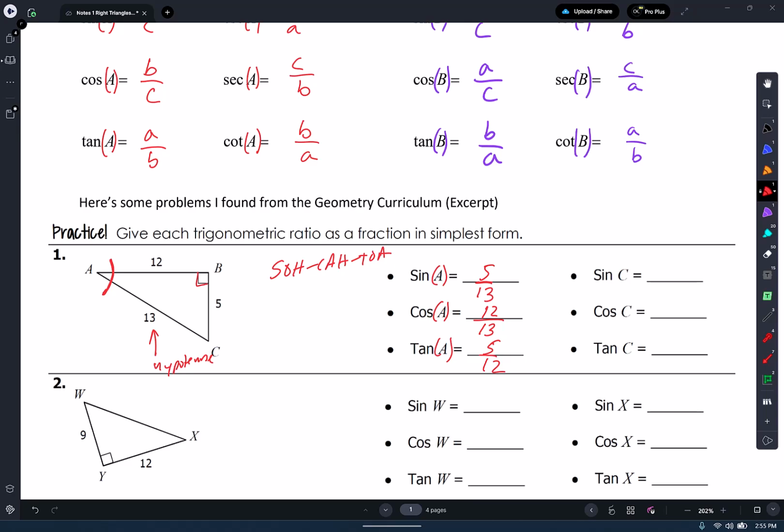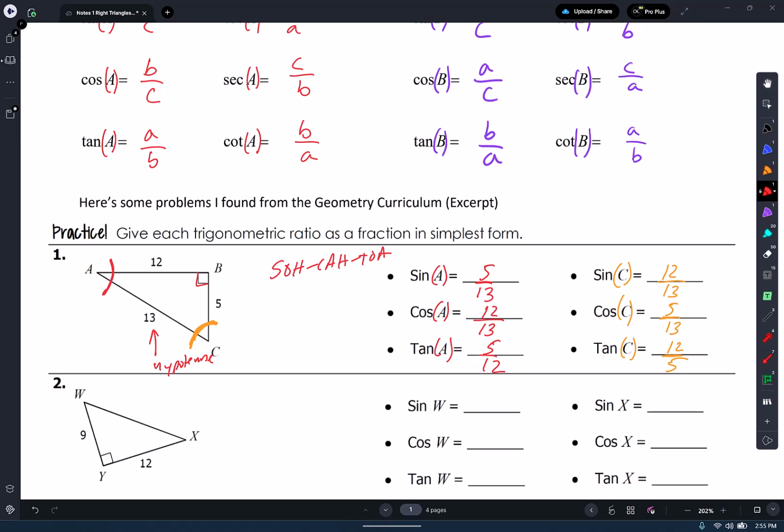Sine C. I'm going to change my colors. I'm going to go to burnt orange. I don't know if you guys are Longhorns, but if we have any Longhorns, I'm using the burnt orange here. Sine C. So I'm going to exaggerate angle C here, and it says sine is opposite over hypotenuse. So what am I going to write? 12 over 13. Cosine C. What am I going to write? 5 over 13. And then tangent of C. There you go. Good job, guys.